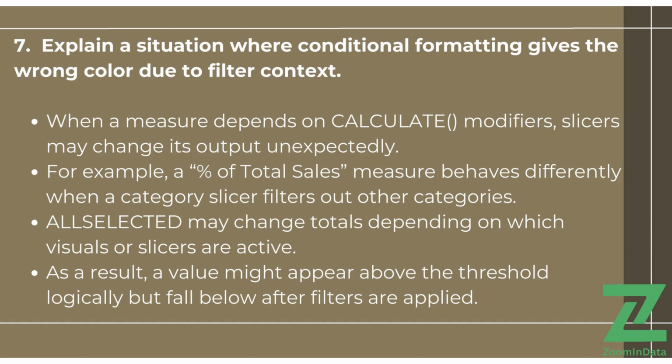For example, a percentage of total sales measure behaves differently when a category slicer filters out other categories. ALL SELECTED may change totals depending on which visuals or slices are active. As a result, a value might appear above the threshold logically but fall below after filters are applied.